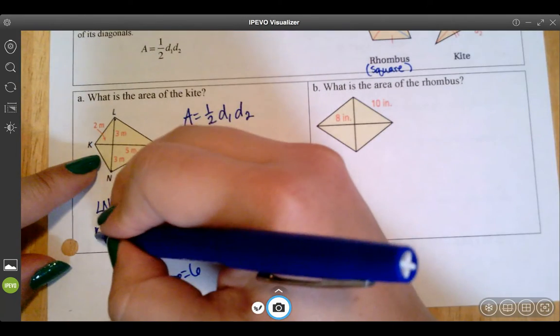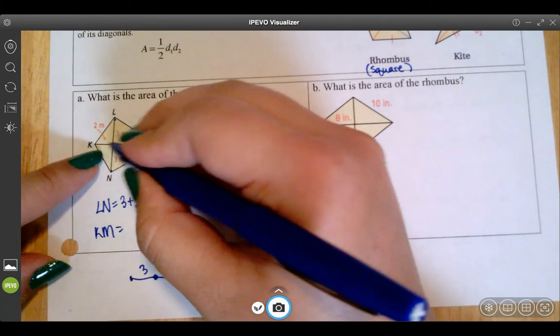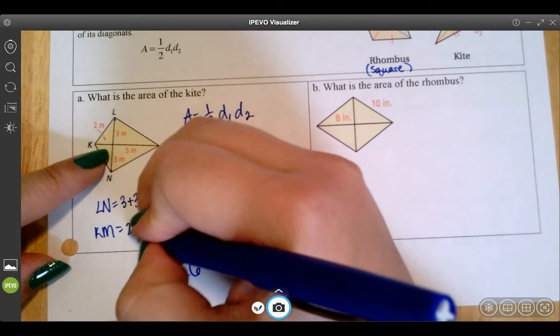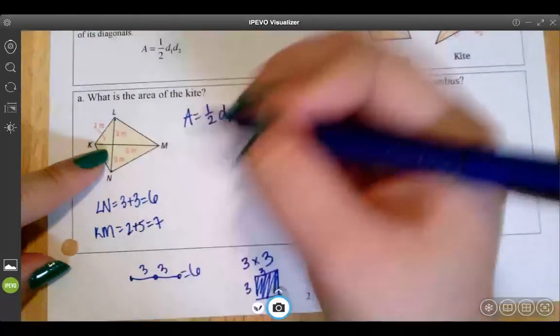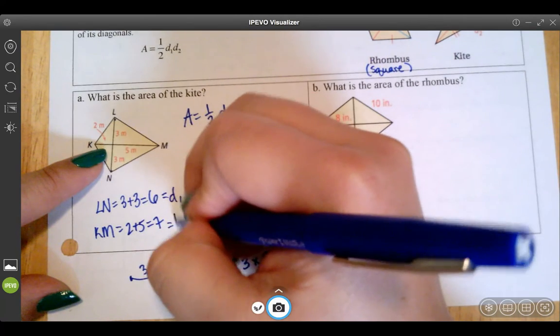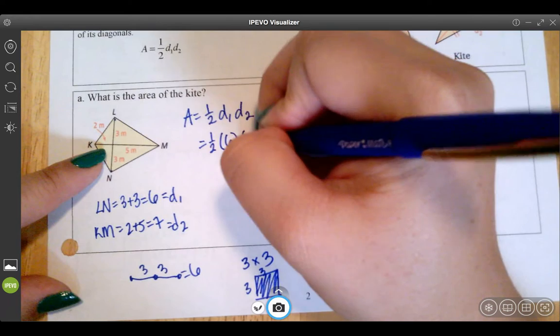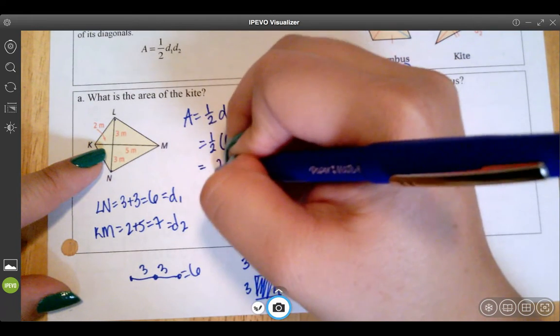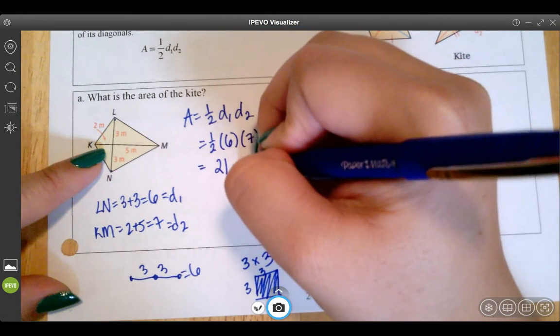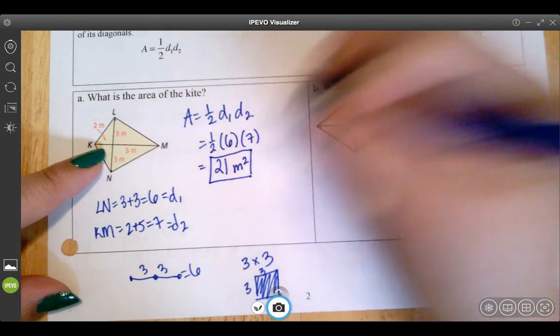Our other diagonal is KM, and that has 2 and 5 more. 2 plus 5 is 7. So we'll call that diagonal 1 and diagonal 2. 1/2 times 6 times 7 is 21. Again, this is area, so it's square meters.